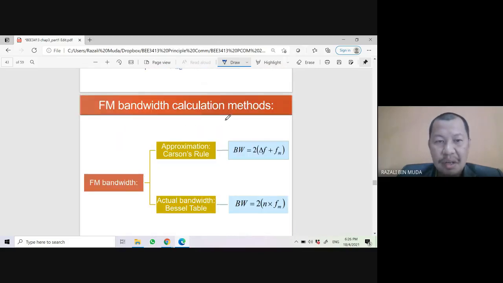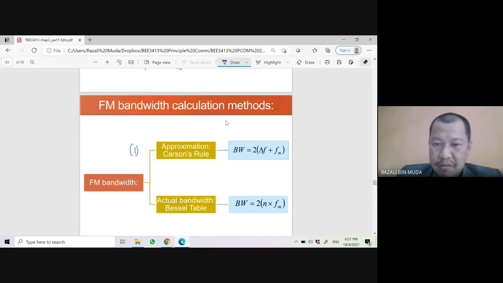How do we calculate the bandwidth? FM bandwidth calculation has two methods. One is Carson's rule, using approximation, with which we can determine the bandwidth of an FM signal. Using Carson's rule, we use this equation: 2 times delta F, the frequency deviation, plus Fm, meaning delta F plus Fm multiplied by 2.